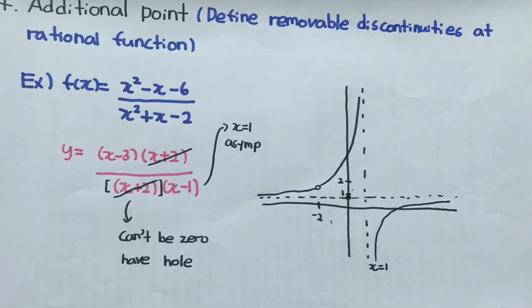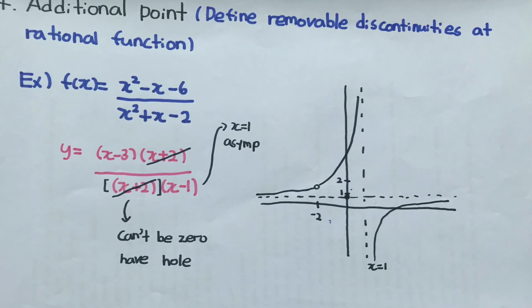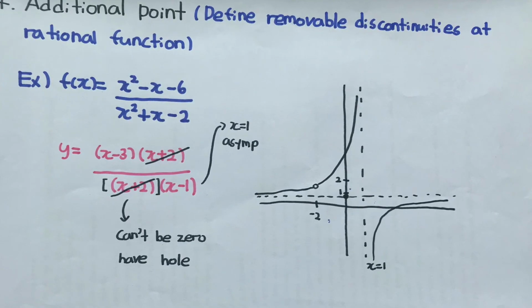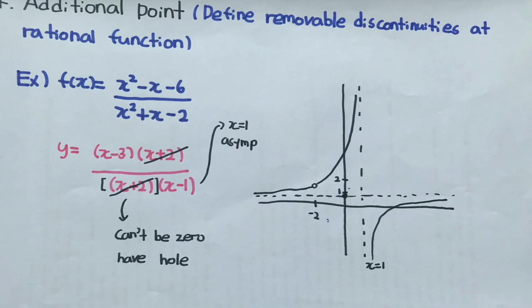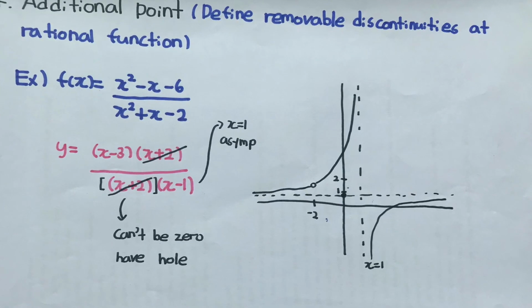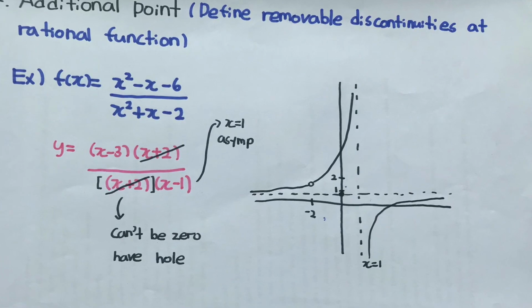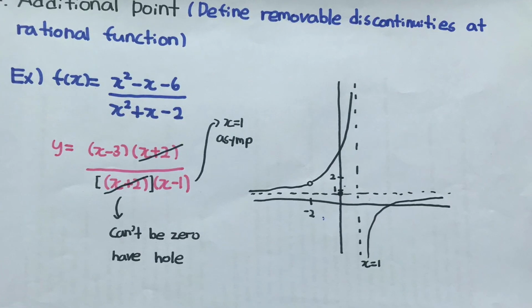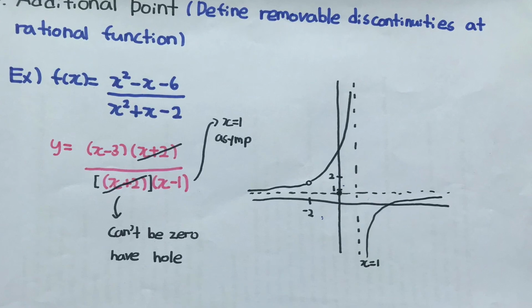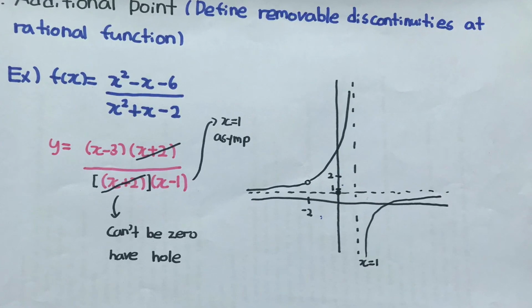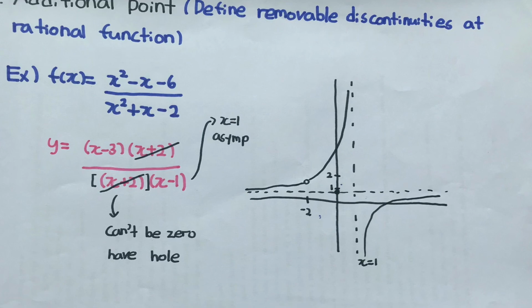The key point is when we look at the original equation, we must consider that x equals negative 2 can't be in the denominator. Because if we plug in x equals negative 2, we get 0 over 0, which gives an undefined value. Therefore, x equals negative 2 can't exist on the function graph, so it exists as a hole in the graph.